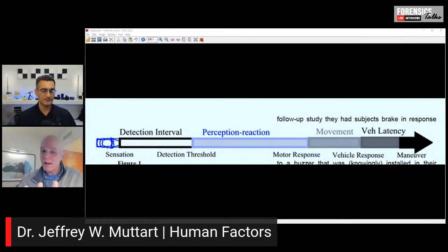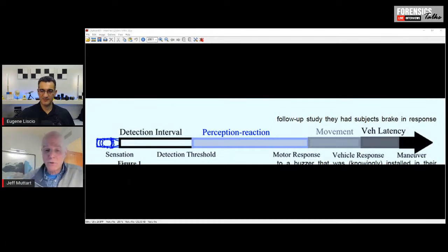So, but I'll point out, that's what normal drivers do, right? That's what drivers who are not engaged in texting, drivers who are above age 25, that's what normal drivers do. What teen drivers do and what texting and dialing drivers do has been different. And we've seen that in the research, is that they're more susceptible to steering and oversteering.